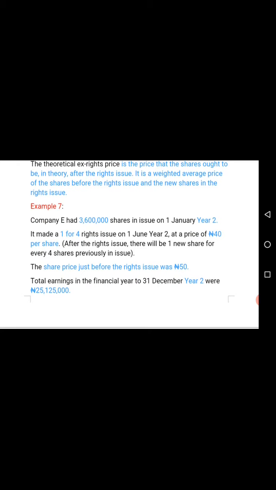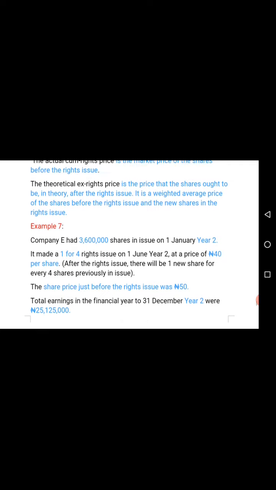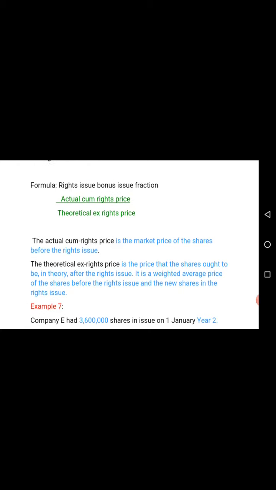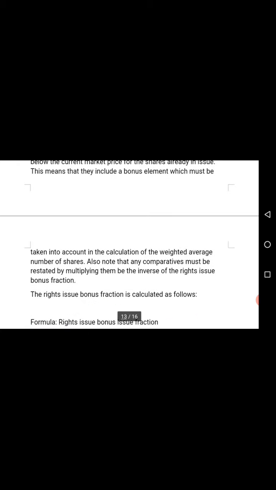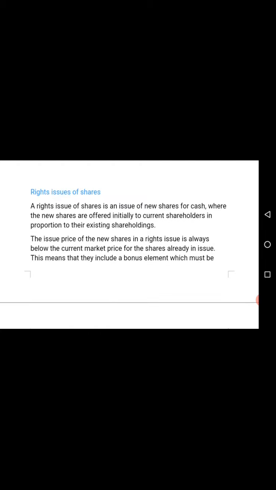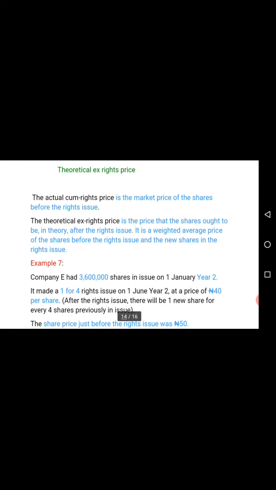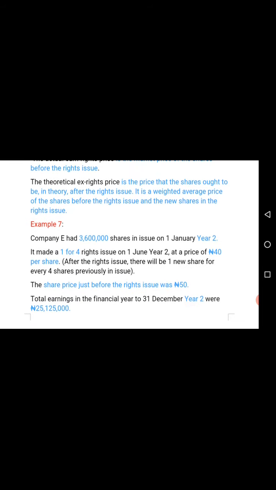Now the share price before the rights issue was 50 naira, so they gave them at a discount, and that is the key in the definition of a rights issue. It is given at a discount. The discount here is 10 naira.